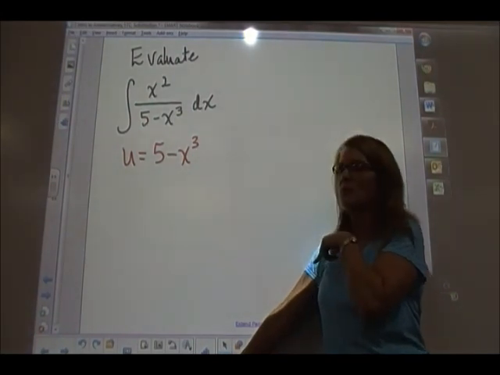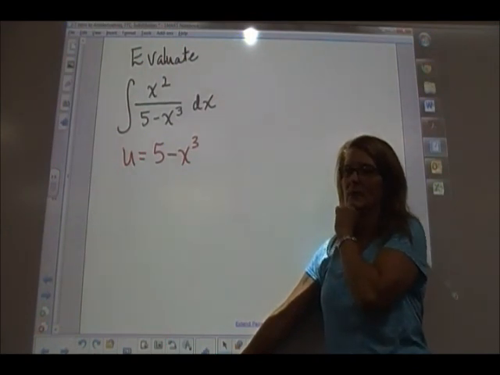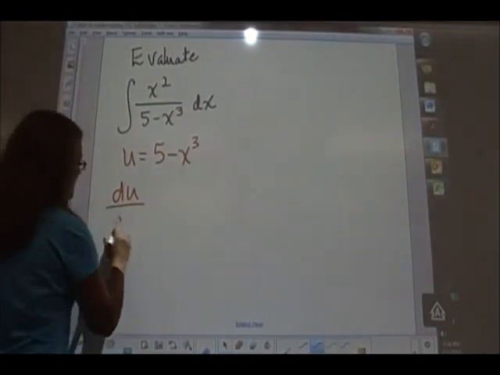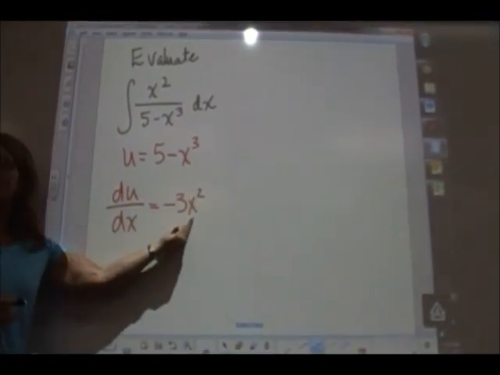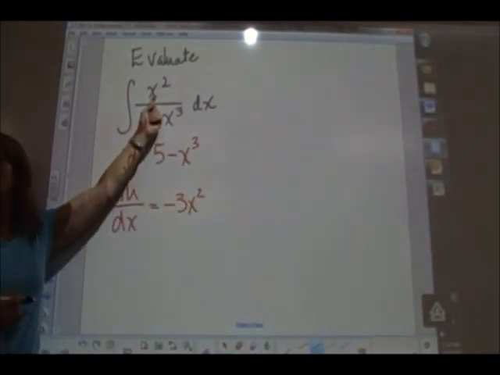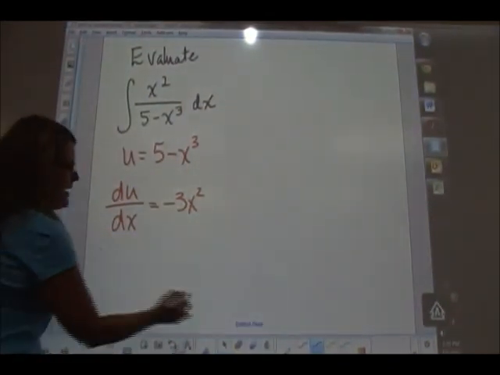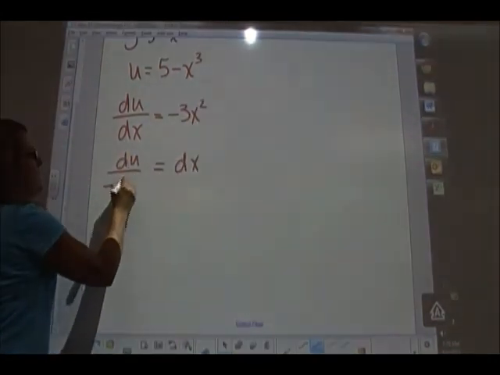As we go through this, think about at the end why that makes sense. Because we're about to take the derivative of it, we're going to get rid of the 5. But look what else happens when we take the derivative. Yes, the 5 definitely will disappear, but the derivative is 3x squared. Something might cancel out here, right? So if du over dx is negative 3x squared, then dx is du over negative 3x squared.